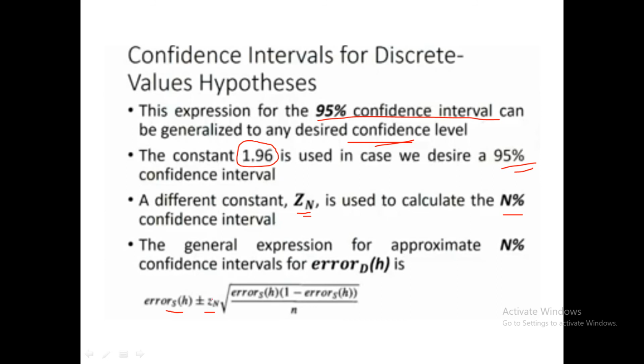If you are talking about a 95% confidence interval, this Zn value will be 1.96. If you are going to calculate for 98%, the value changes. From where do you get this value? There is a critical value table in statistics textbooks or at the end of your machine learning book. With the help of that table, we can get that value, multiplied with the square root of sample error times (1 minus sample error) divided by n, right?